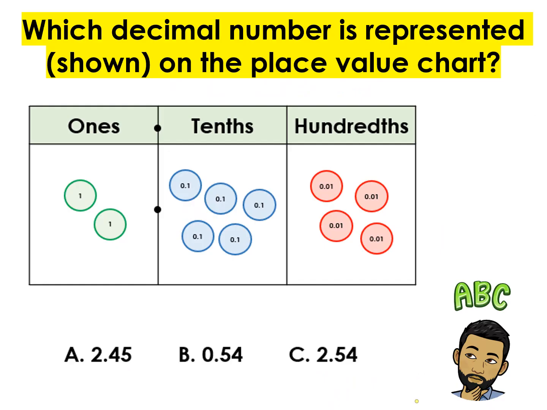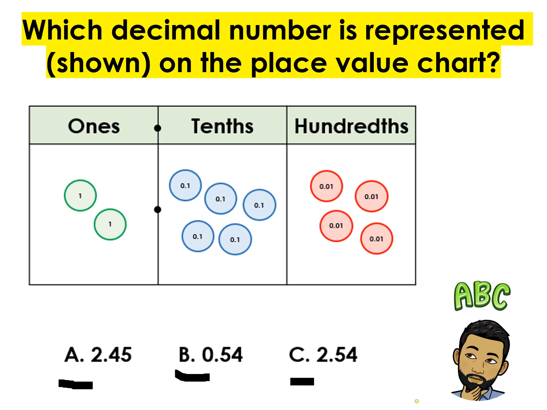Right, so now I'm going to show you some questions that you might come across in today's worksheets. Okay, so the first one we're looking at here is which decimal number is represented. Okay, so what is shown on the place value chart. So you've got 3 options here. You've got A, you've got B, and you've got C. So I want you to pause the video and have a think about which decimal number is represented above.